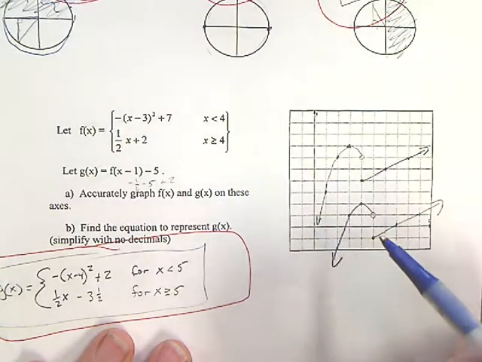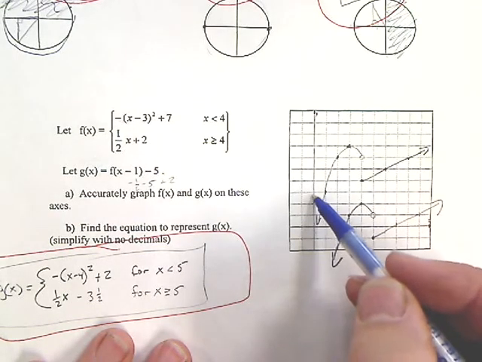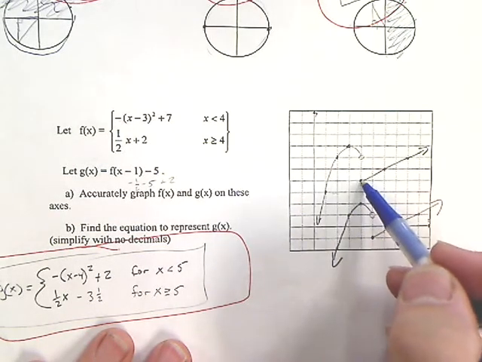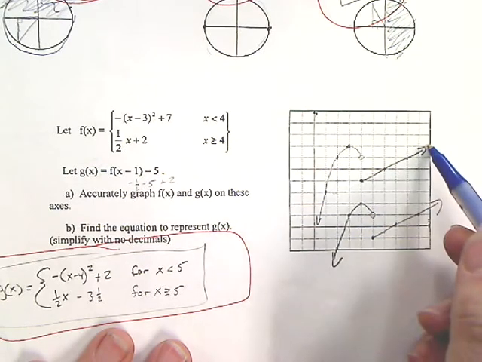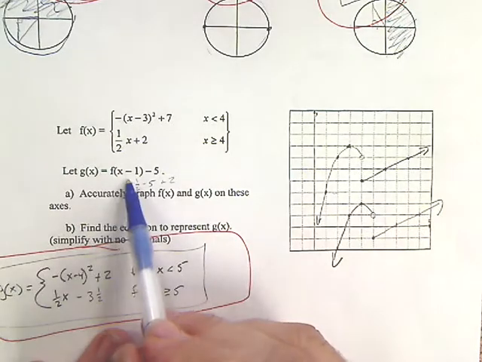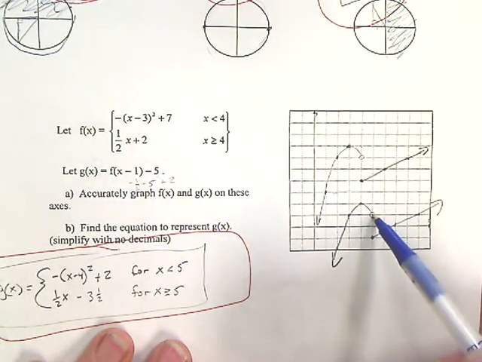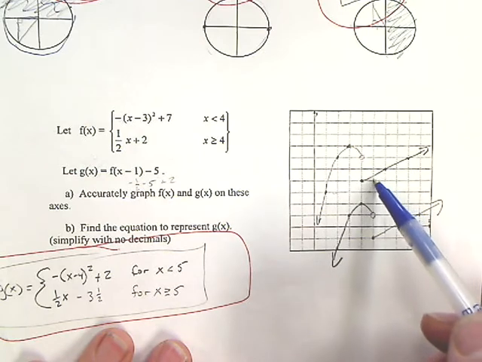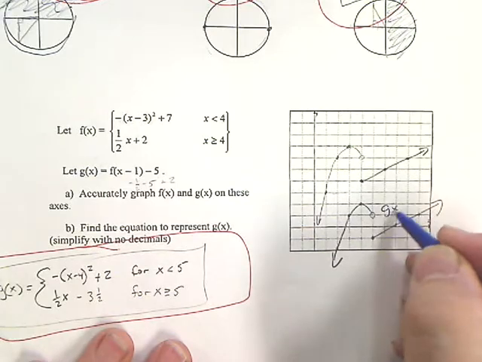So I drew my sketch. Y-intercept's at 2. I just went up 1 over 2, up 1 over 2, put a dot. So that's 4. It starts at 4, and the slope of a half. Move it to the right 1 and down 5. Right 1, down 5. Just do that with every point, and you have your g of x.